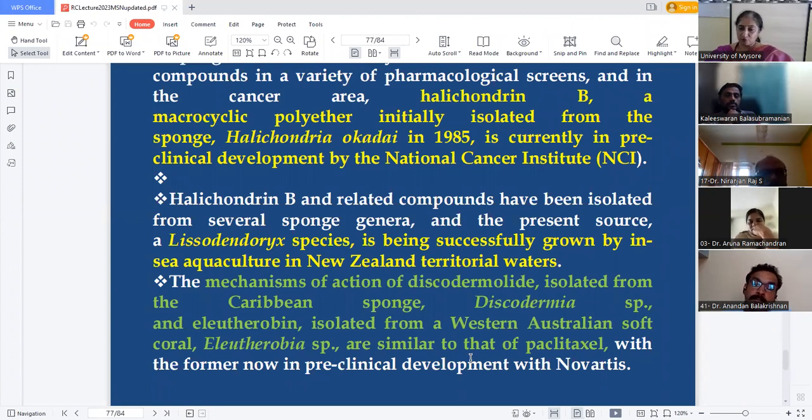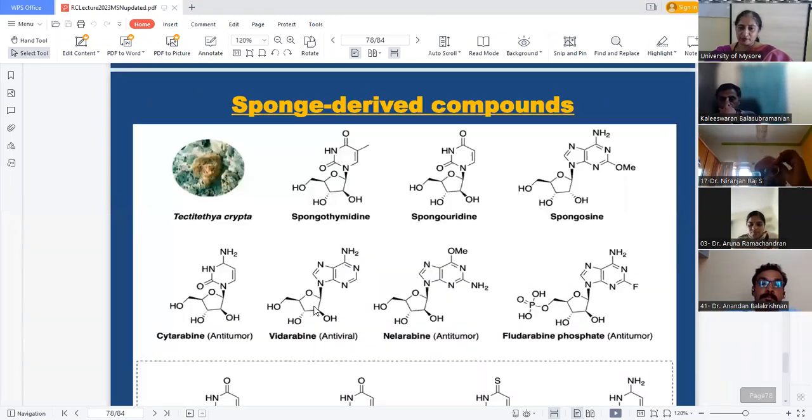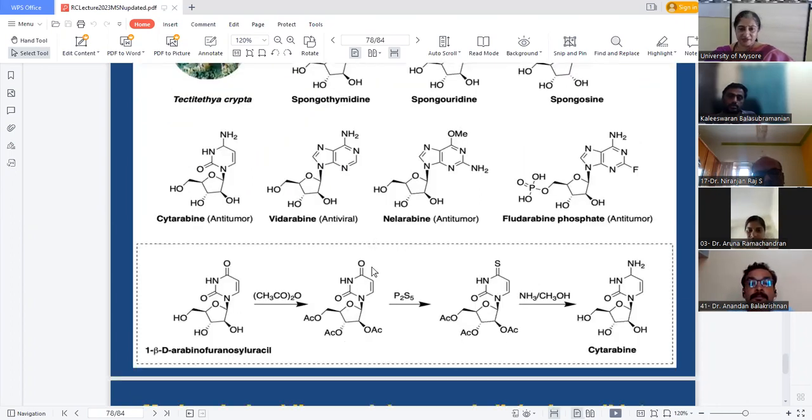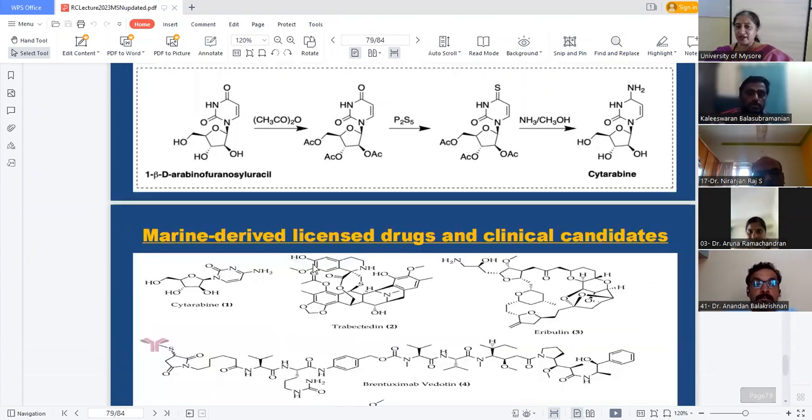It's also an anti-cancer drug-producing Caribbean sponge, and Novartis is a company which has taken up the clinical trials from it. Okay, so here's a list of sponge-derived compounds. We have spongothymidine, spongouridine, the first compounds produced, and then cytarabine, the marketed anti-tumor agent. So like that, we have several variations: vidarabine, then nelarabine, fluorabine. So all are nucleosides with sugars attached, and several marine-derived licensed drugs are under clinical trials.